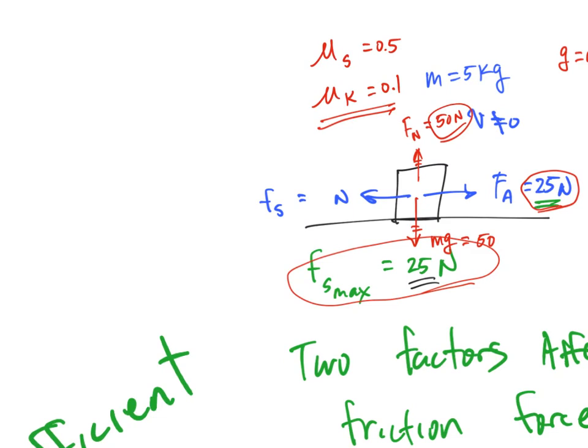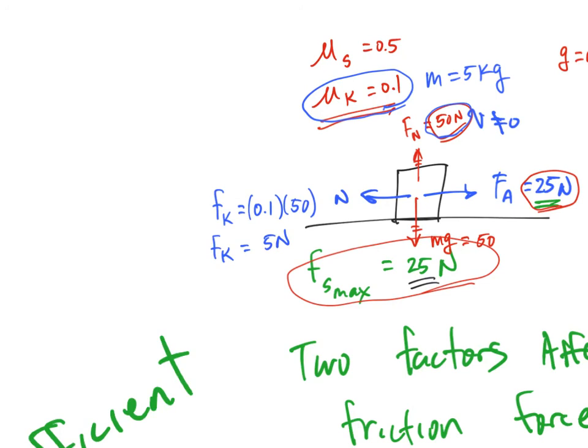So here's what I'm going to do. In this case, we've got now not Fs, but we've got Fk. Here we go, Fk. And I could figure out what that force of friction is. Fk has got to be mu k, 0.1, times the normal force, which is still 50. So Fk is equal to 0.1 times 50, which then is simply 5 newtons.